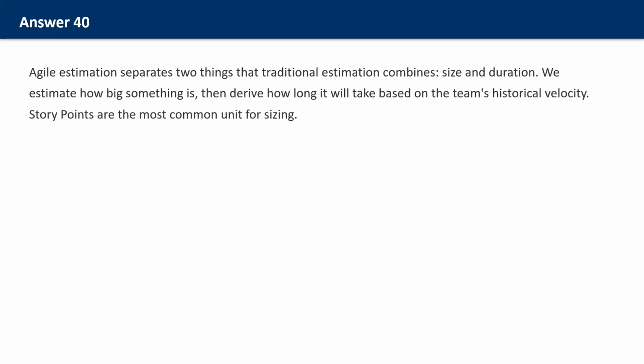T-shirt sizing uses extra small, small, medium, large, and extra large as size categories. It's particularly useful early in planning when requirements are vague. It conveys relative size without false precision. For the exam, understand when each technique is appropriate. Planning poker for detailed estimation of modest backlogs, affinity estimation for rapid sizing of large backlogs, t-shirt sizing for early stage roadmap planning.